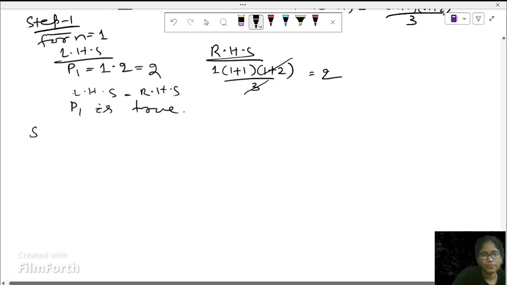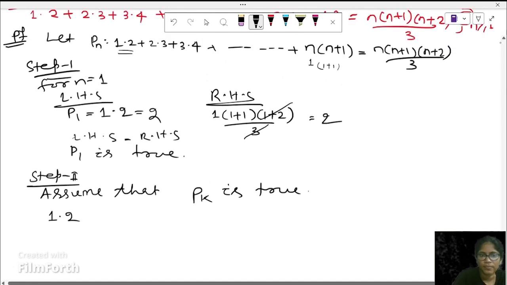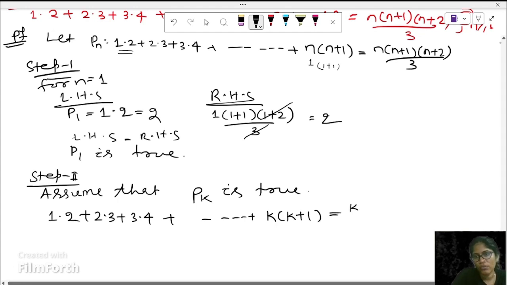Next, step 2: assume that Pk is true. That means 1 into 2 plus 2 into 3 plus 3 into 4 plus up to k into k plus 1 is equal to k into k plus 1 into k plus 2 by 3. Taking this as our equation 1.